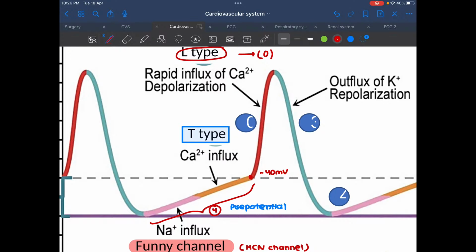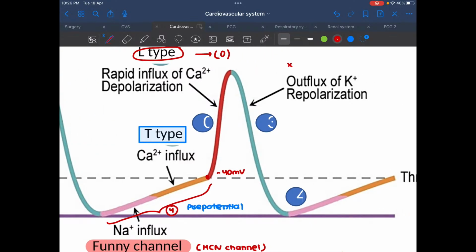Phase 4 is mainly due to the funny channels, that's your HCN channels, as well as your T type calcium influx. And what will happen again? I'm not seeing any plateau, fine. But I'm going to see a repolarization phase again that is mediated by potassium efflux.